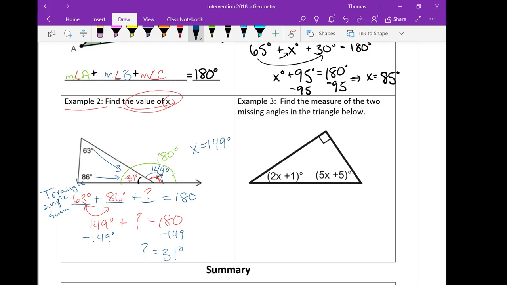So in this one, it was a little bit more complicated in that we had both the triangle angle sum theorem and we used the fact that there's supplementary angles to figure out our missing piece.